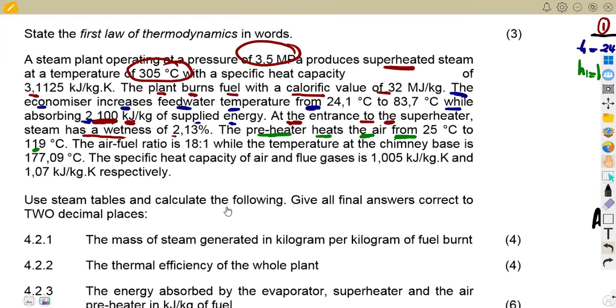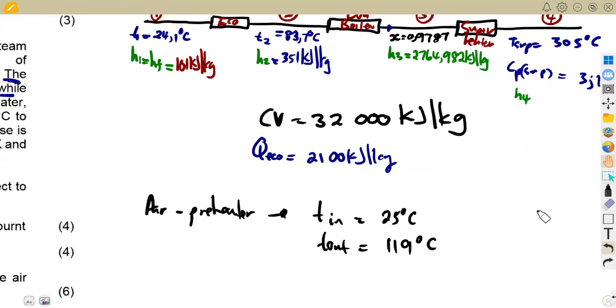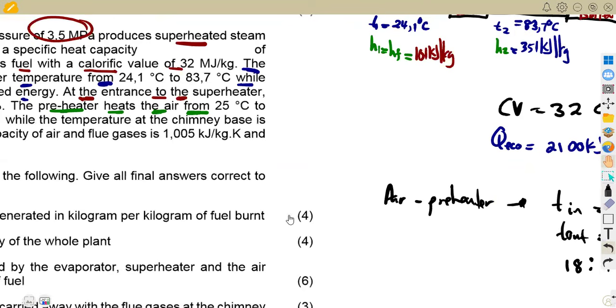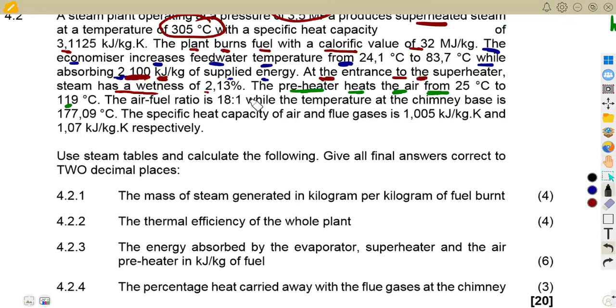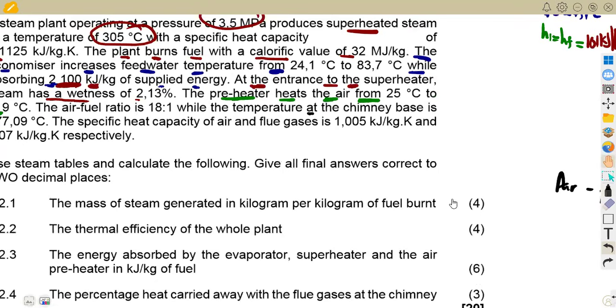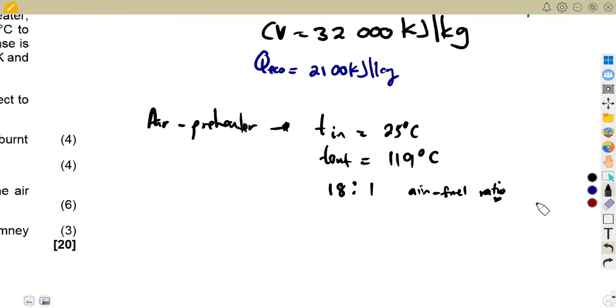Remember, whenever you're talking about the air fuel, it can be mass of air to mass of fuel. So this is our air fuel ratio. Remember the air preheater, like I said, is affected by the fuel. So that is why they are giving you the air fuel ratio there. While at the chimney base, we've got a temperature affecting the chimney, which is affected by the flue gases.